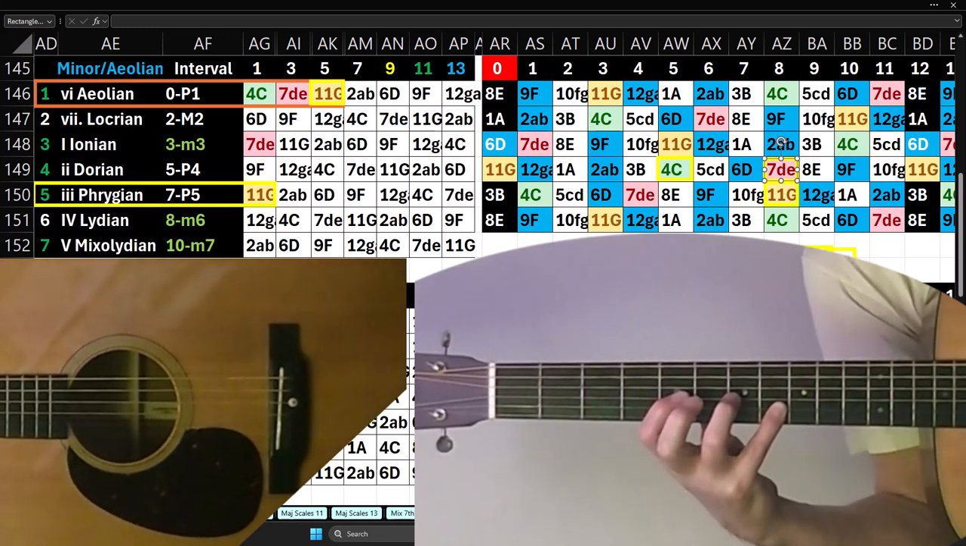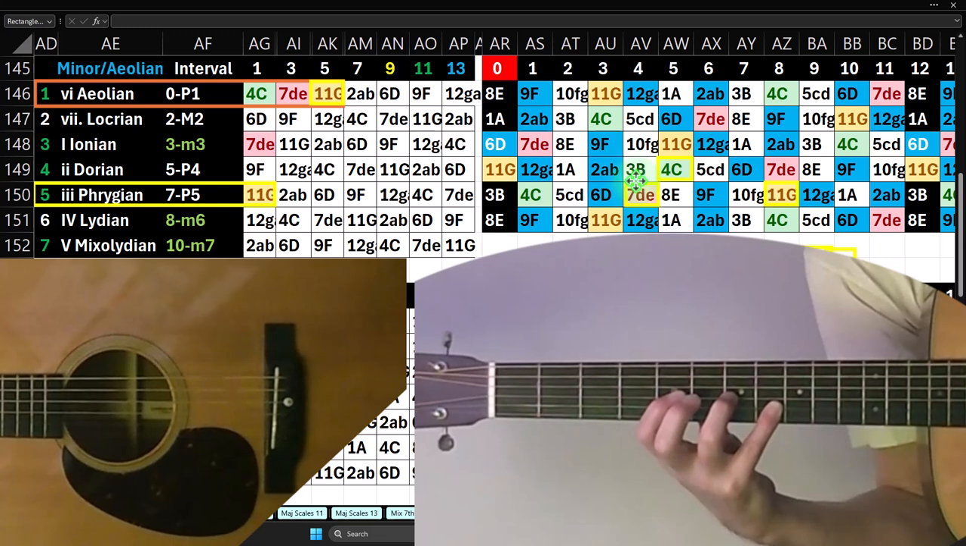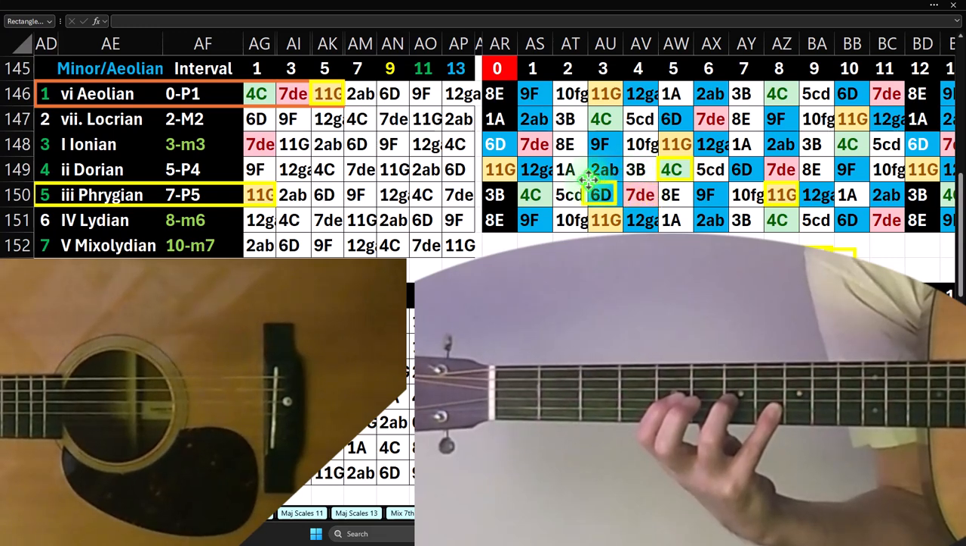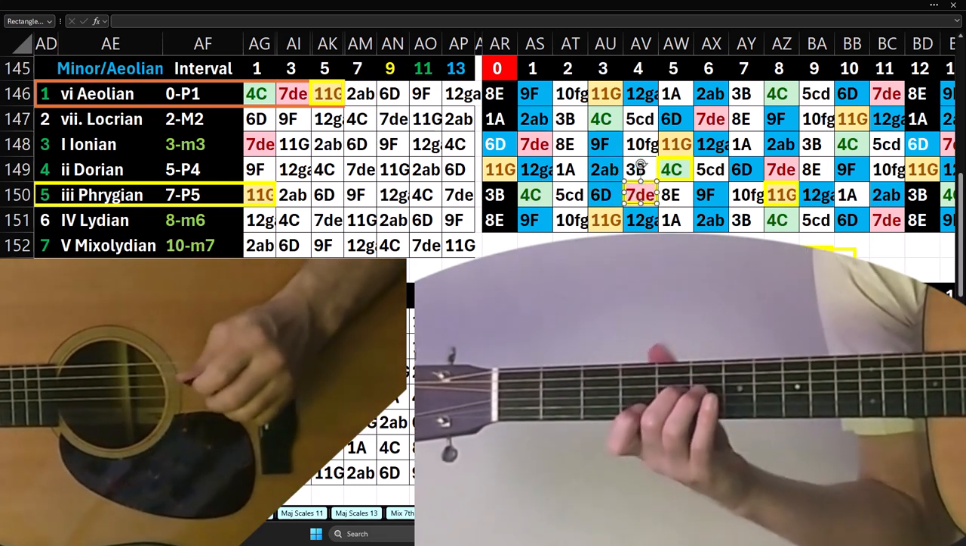1, 3, 5. I've got a third back here. A little bit easier to arpeggiate because normally that third would be back here. But now because of the kink in the tuning, it's right there. So it looks like a major third arpeggiating.